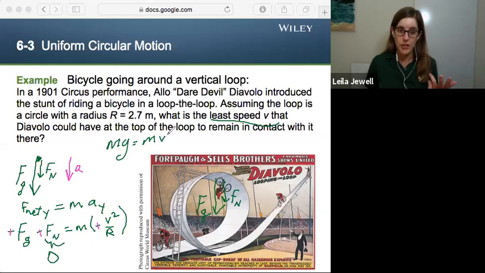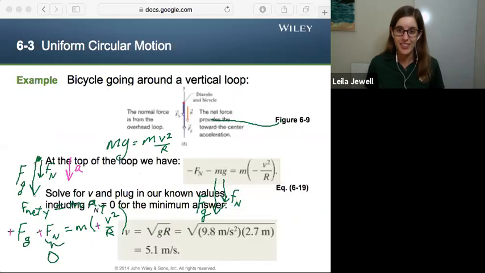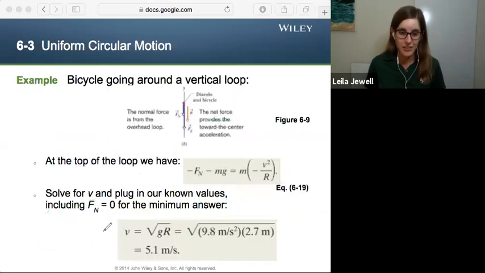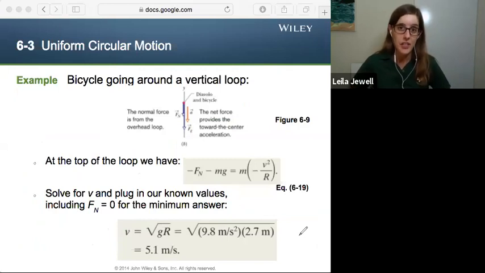And so then all we have to do is solve for v squared over r. So multiply the r times the g and take the square root, and we are home free. So we have that the speed is the square root of g times r, and that comes out to 5.1 meters per second of how fast Diavolo needs to be going at the top of the loop.